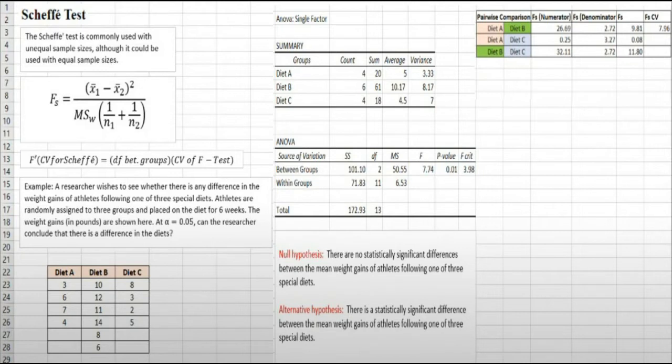And in this discussion, we will be using F sub s as the representation for the test value. And it is equal to the difference between the means of the two groups that you are comparing, quantity squared, divided by the square variance, or the variance within group, times 1 over n sub 1, which is the sample size for the first group, plus 1 over n sub 2, which represents the sample size of the second group. And if you want to get the critical value for the Scheffe test, we just need to multiply the degrees of freedom for between groups times the CV, or the critical value of the F test. Okay, how about we use our previous example?